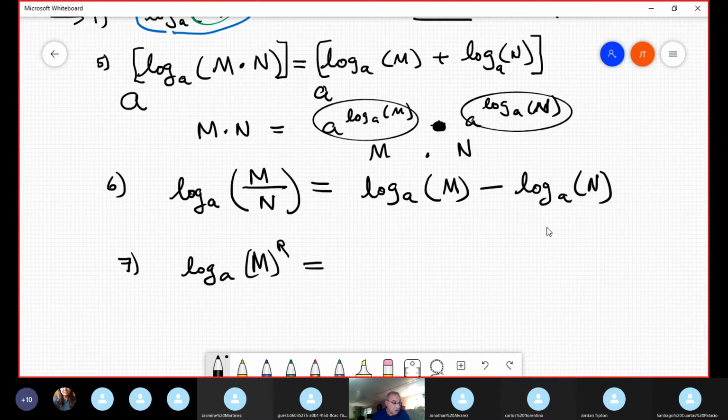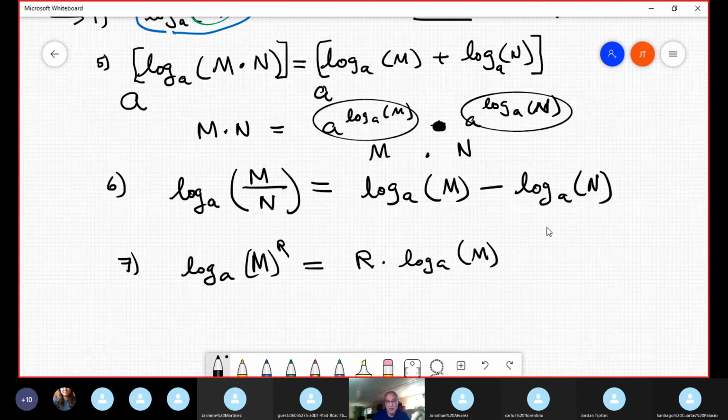This exponent I call r, I put in the front like a factor: r times log of a to the m. So in conclusion, multiplication is converted to addition, division is converted to subtraction, and the exponent is converted to multiplication. You are decreasing the level of complexity of the operation, no? Because the most elementary arithmetic operation is addition. So when you have multiplication and you apply logarithm, you convert it to addition, which is an easier problem.